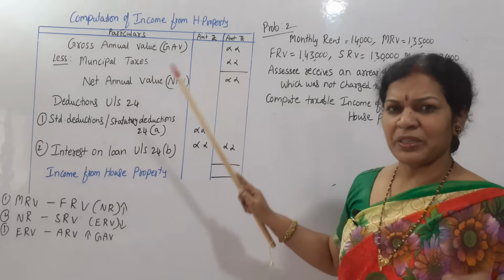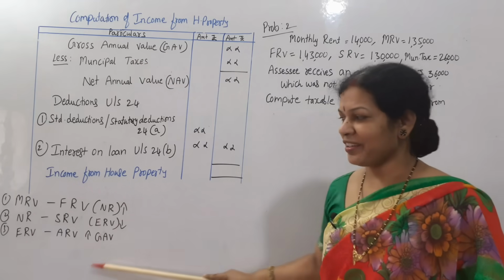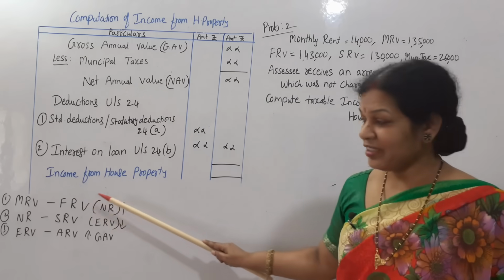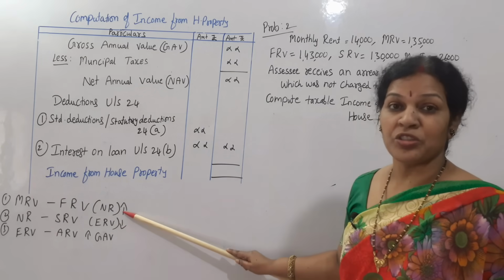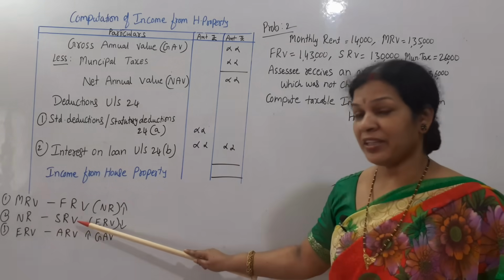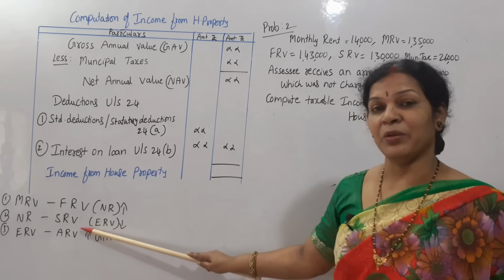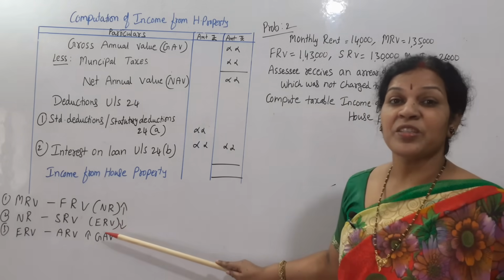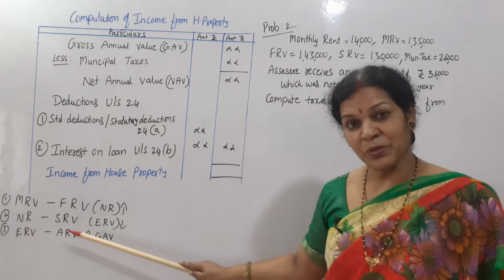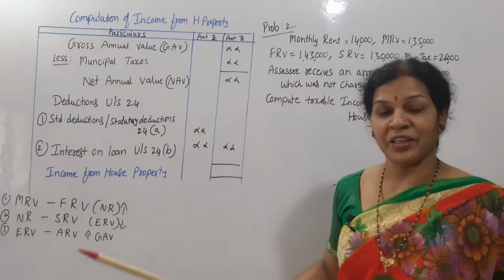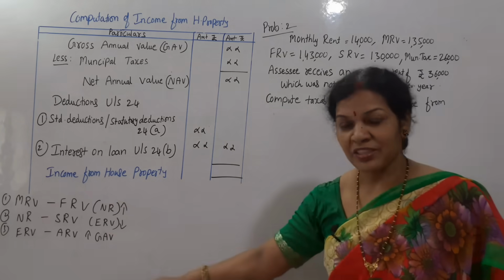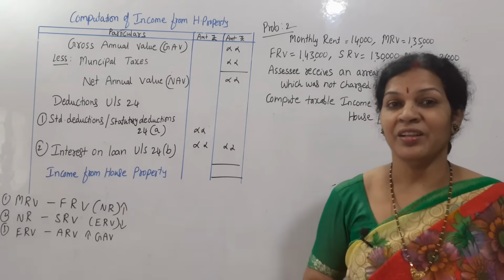Okay. Let me give you a recap. Gross annual value, how do you calculate? Three steps. One is MRV and FRV. Whichever is high, we call it NR, notional rent. Second step, notional rent we compare with the SRV, standard rental value. Whichever is low, that is expected rental value. Now third step, expected rental value and actual rental value. Whichever is high, that will be the gross annual value. Simple three steps, right? So as per this you got the gross annual value.